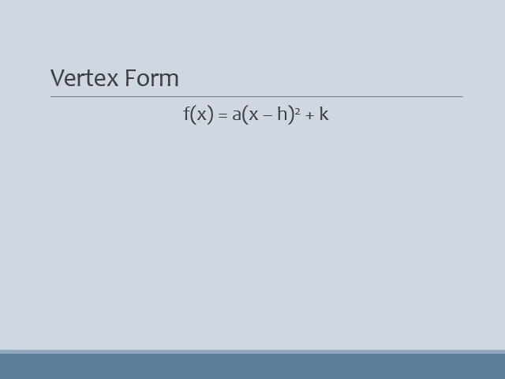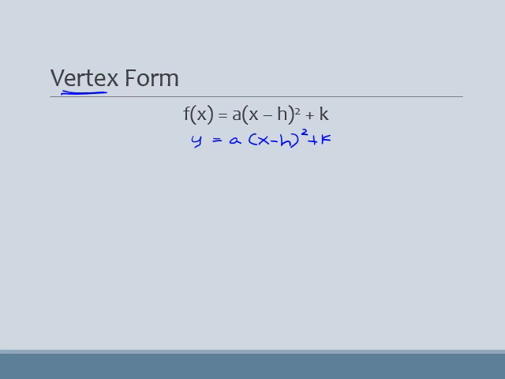So vertex form is this form right here, f of x, or remember that's the same as y, equals a times (x minus h) squared plus k. Okay, and this is important, and we call it vertex form because we can see the vertex.